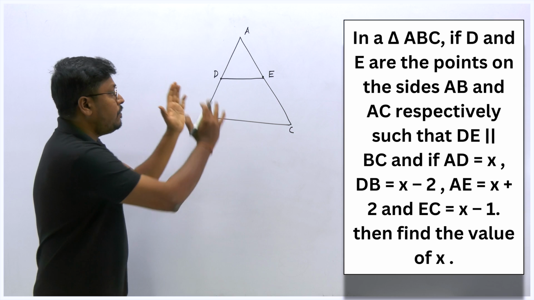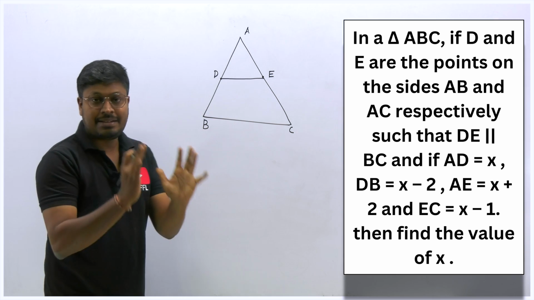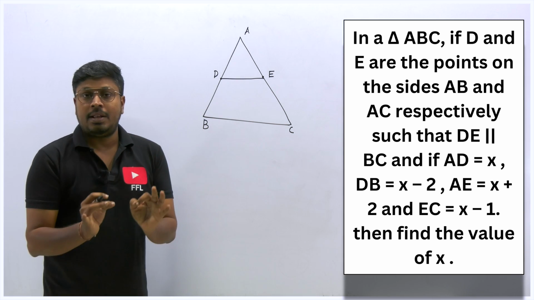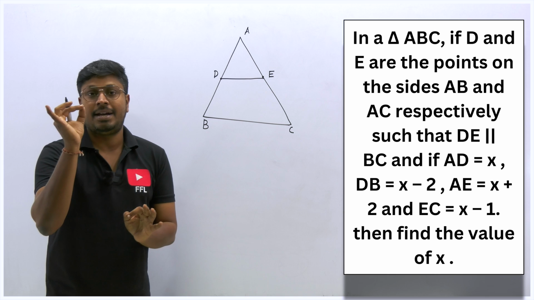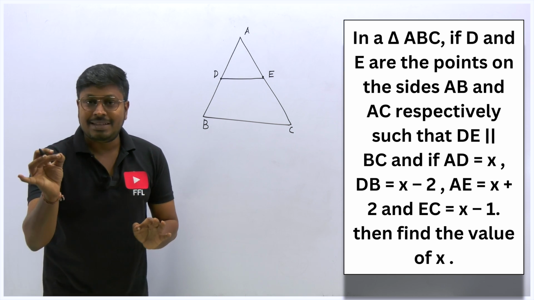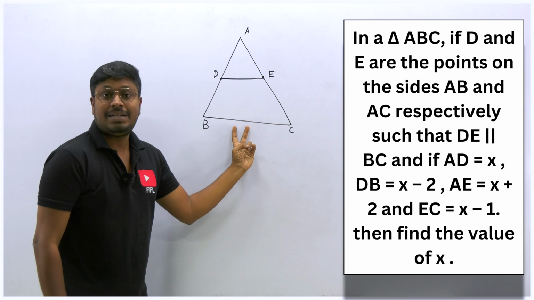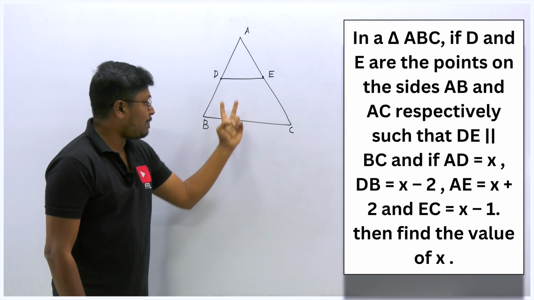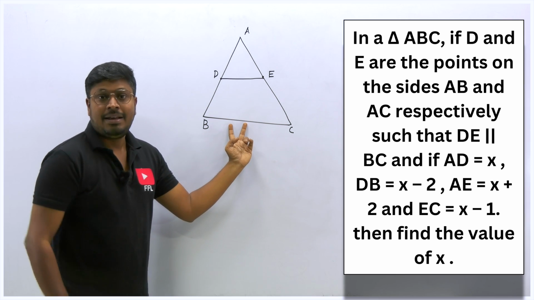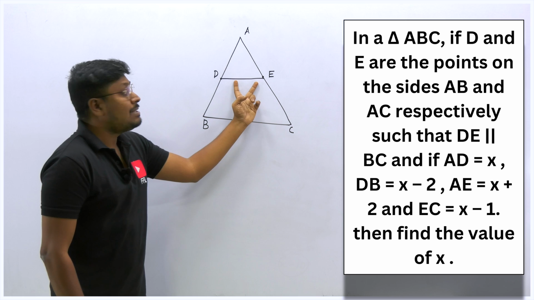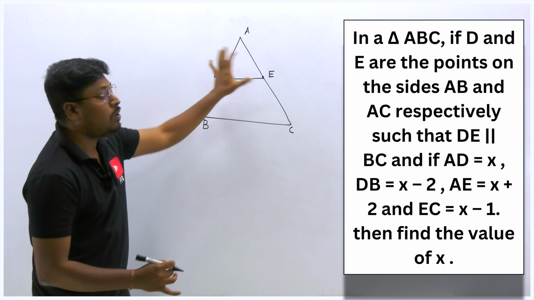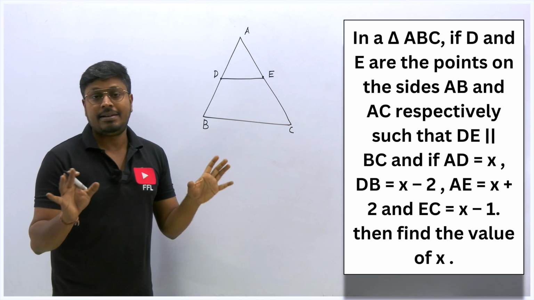So definitely if you see these kinds of questions in your exam, then you have to solve them by the basic proportionality theorem. The theorem says that a line which is parallel to one side of the triangle separates the other two sides in the same ratio. That's the basic proportionality theorem, right?